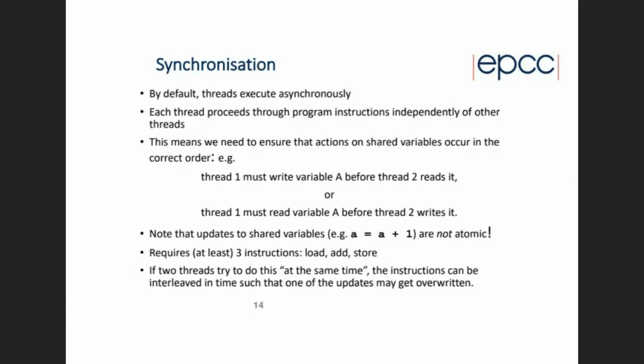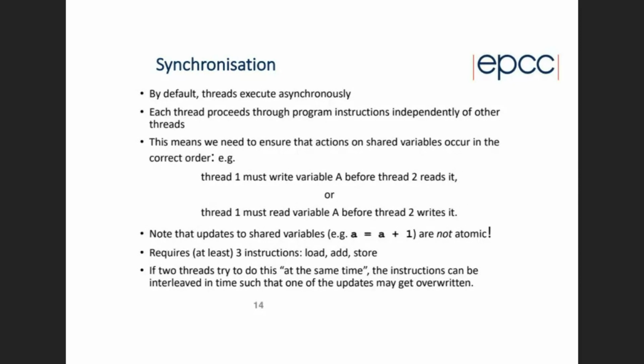Because by default, the threads are executing asynchronously. So the threads just proceed through program execution on their own without any regard for what other threads may be doing. Okay, so each thread proceeds through its program instructions independently of the other threads. So that means that we have to do something to make sure that actions on shared variables do in fact occur in the correct order. So for example, in the example we've been talking about, thread 1 must write variable A before thread 2 reads it.